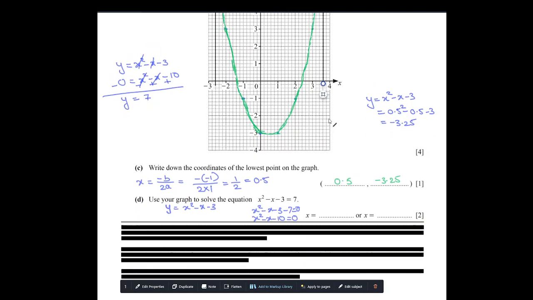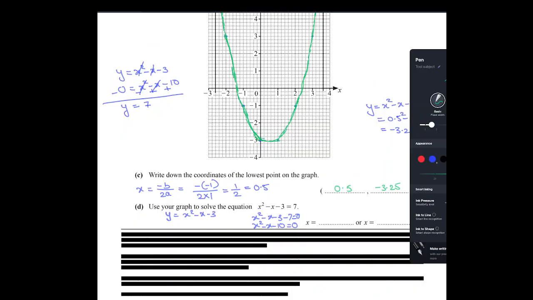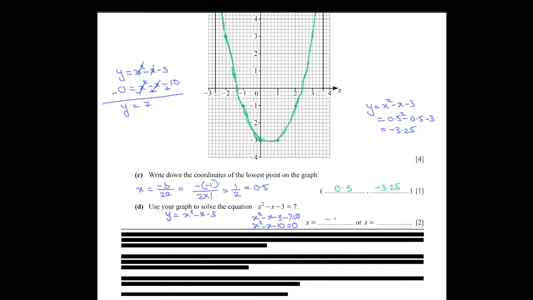So it can be written as, yeah, we can write the answer minus 2.7 or 3.7. This is the answer.